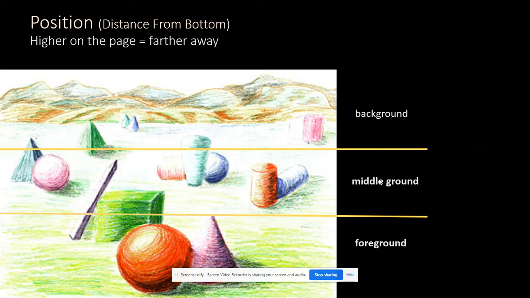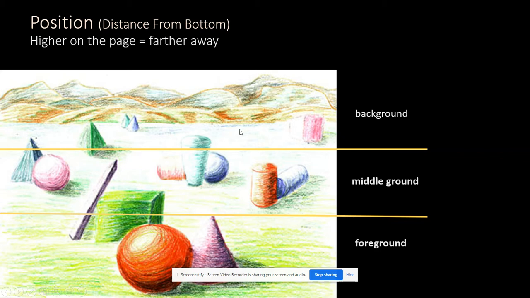And that has to do with where the bottom of the object starts. So if the bottom of the object starts way down here near the bottom of the page, which we call the foreground, that means it's supposed to be close to us. If the bottom of the object starts about halfway up, that's the middle ground, that's a bit farther away, but not the farthest away in our illusion of space. And if an object starts in the top third of the page, well, then it's in the background, and it must be very far away from us.